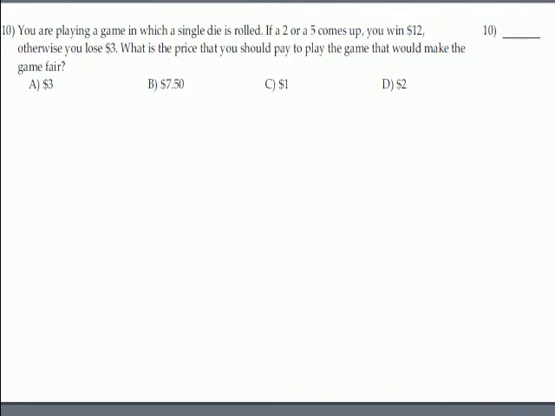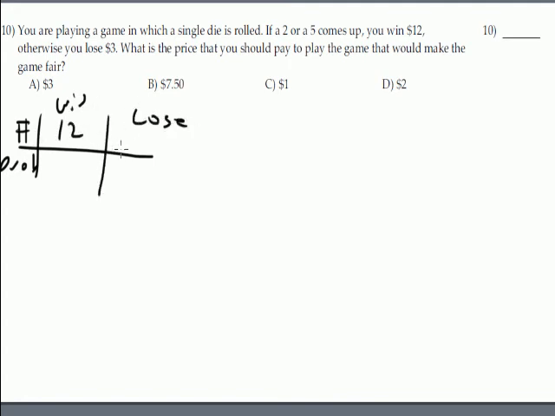Number 10 reads, you're playing a game in which a single die is rolled. If a 2 or 5 comes up, you win $12, otherwise you lose $3. For this problem, same basic idea: number, probability. You can win, or you can lose. If you win, $12. If you lose, $3. The probability of winning is 2 ways out of 6. That's 2 out of 6. You can simplify that to 1/3 if you want. If not, you're going to get 4/6 over there.